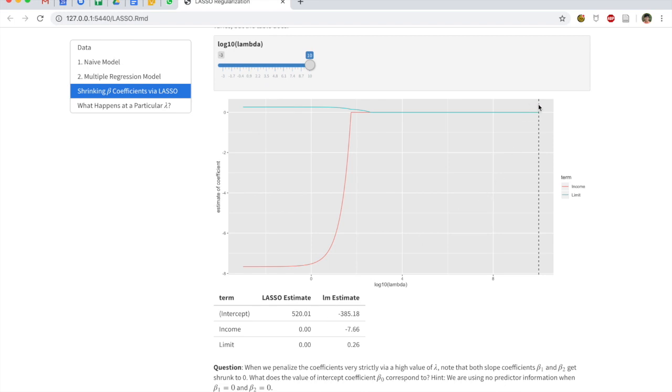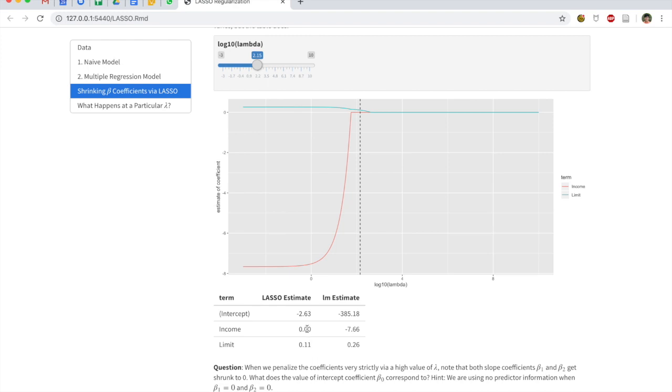But now let's set lambda to be somewhere over here. Okay, maybe right about, okay, I like that. So check it out, folks. For this particular value of log 10 lambda, in other words, lambda equal 10 to the 2.15, the red value, which is income, is now 0. But the value of the slope for limit is not 0, it's 0.11.